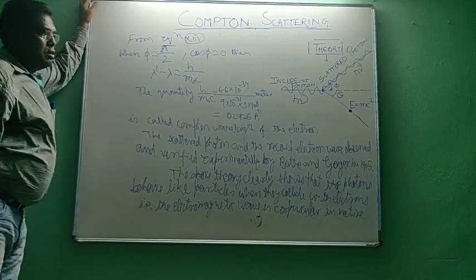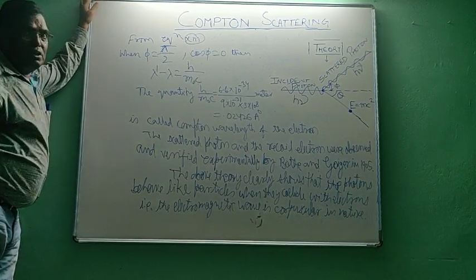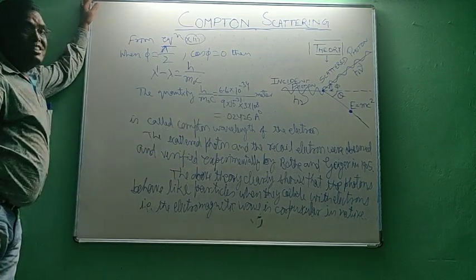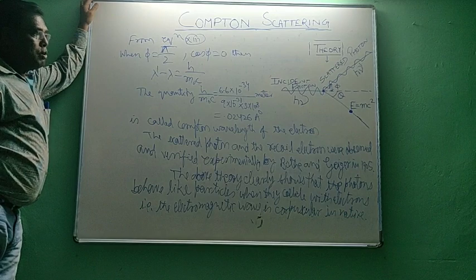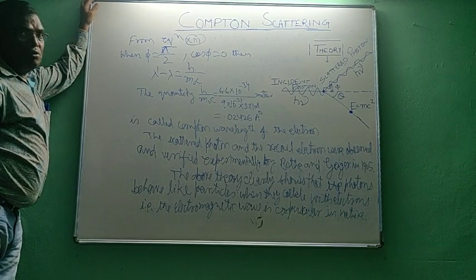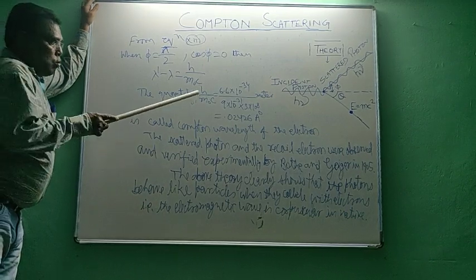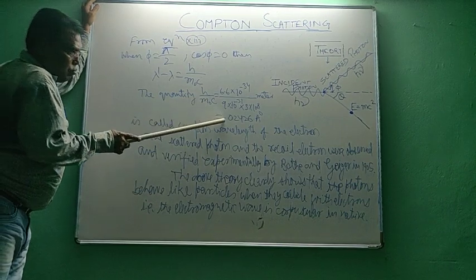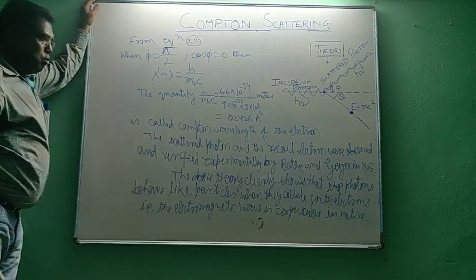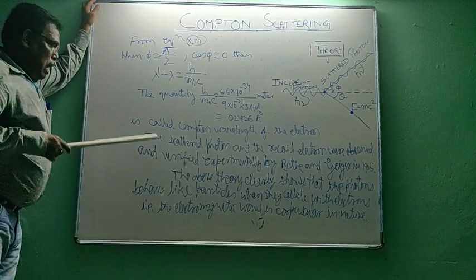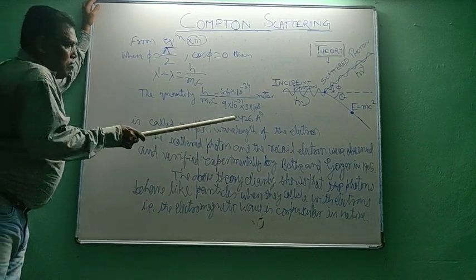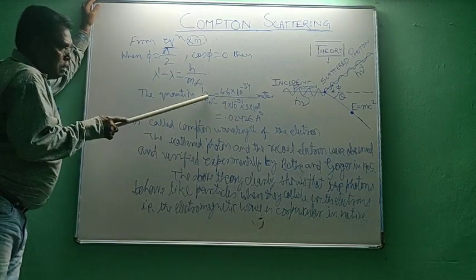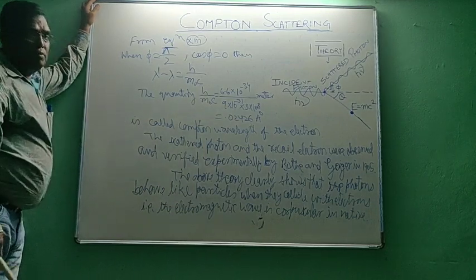0.02426 Angstrom, because you will get here times 10 to the power minus 10 meter, and 10 to the power minus 10 meter is 1 Angstrom. So the value of the quantity h by m naught c becomes 0.02426 Angstrom, and it is called the Compton wavelength of the electron. This is called the Compton wavelength of the electron.